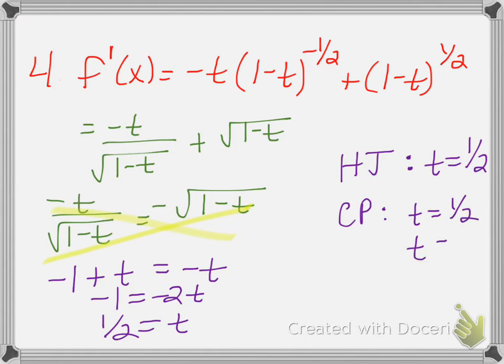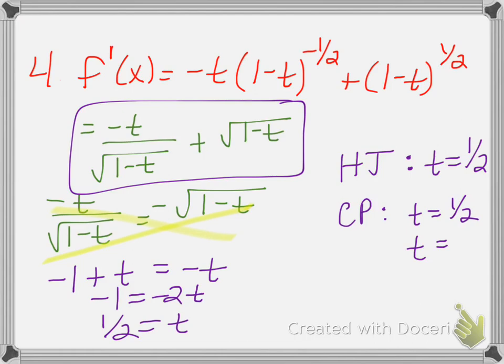But also any place where the derivative is undefined. Go back up here to look at this derivative. The derivative would be undefined anywhere where this value is equal to 0 because it's on the bottom. That would be at 1. So there's also a critical point at t equals 1. And really anything greater than 1, but probably this particular function would be defined as less than 1. So we'll go ahead and list the 1 as a place of the critical points.